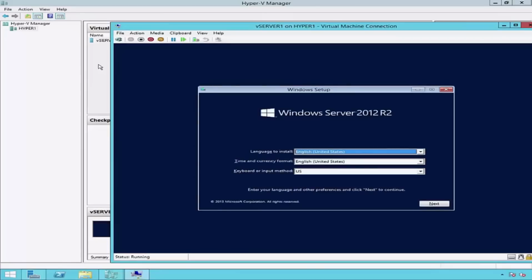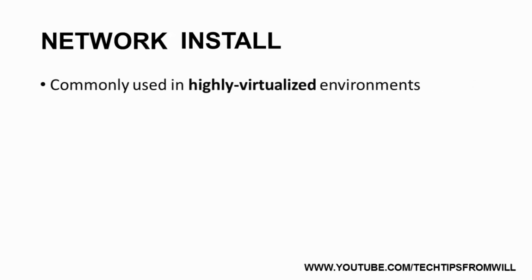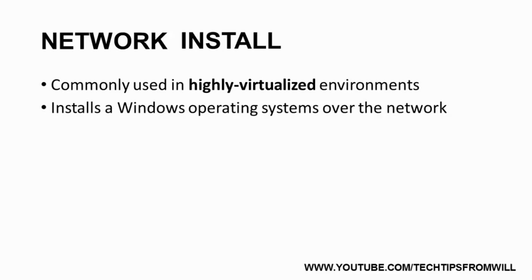the Windows DVD. The final method of installation that I would like to demonstrate is a network-based installation of Windows. This method of installation is likely to be used in highly virtualized environments such as data centers. A network-based installation allows you to install the Windows operating system onto a virtual machine over the network. In order to use a network-based installation, your network will require some kind of a deployment server.